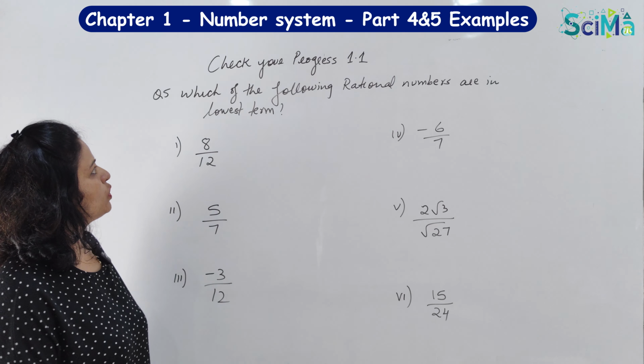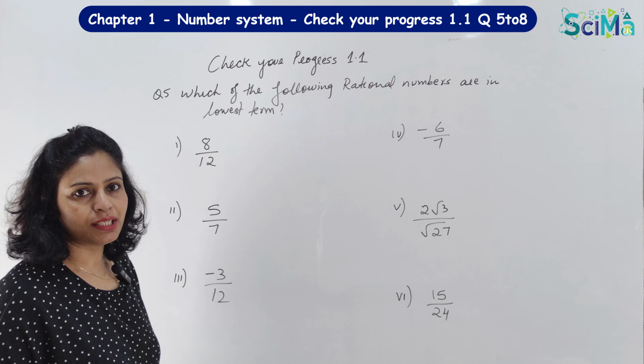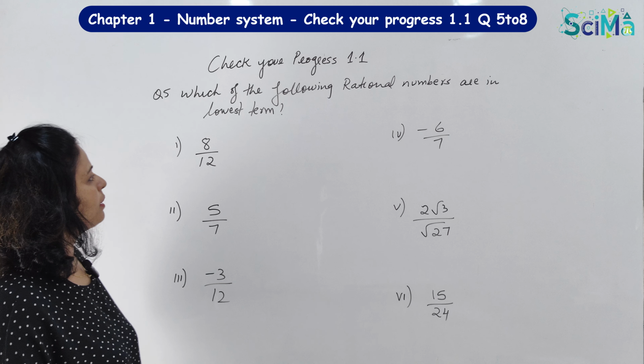The fifth question is, which of the following rational numbers are in the lowest term? Some numbers are not given in the lowest term, so you need to find which is in the lowest term. If I see the first one, 8 by 12, I can still reduce it because we can divide both by 2 and get the equivalent form, 4 by 6. Still we can divide with 2, and I get 2 by 3. So this is in the lowest form, right?